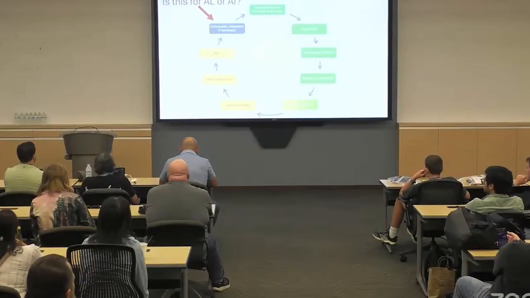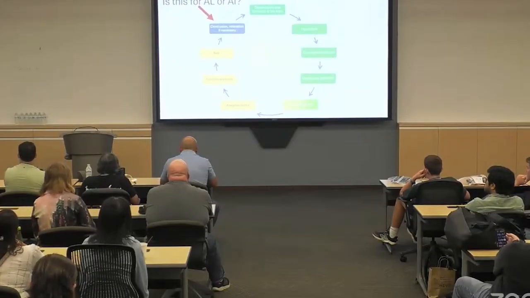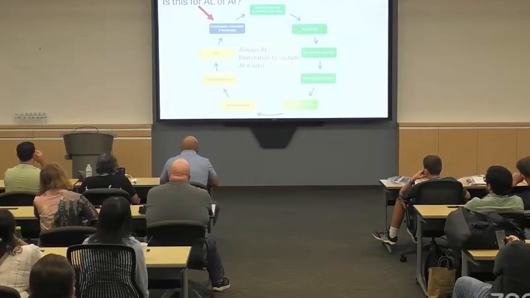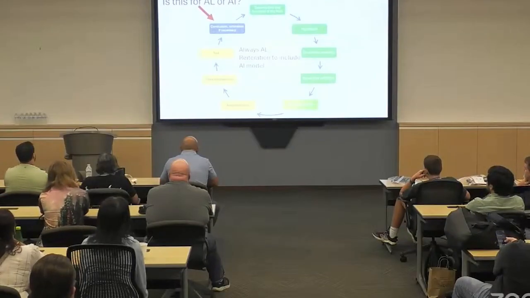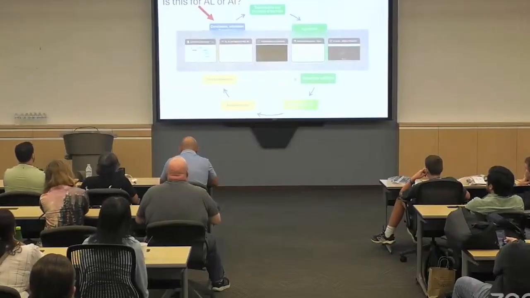So this next thing, the conclusion, reiteration if necessary: is this Al or AI? When I say Al, I mean an analyst, right? Is this going to be an analyst, or do we just have AI? Trust it. I always say always Al, and the iteration should include the AI model. When we looked at the system instructions, we should provide it feedback right in here.